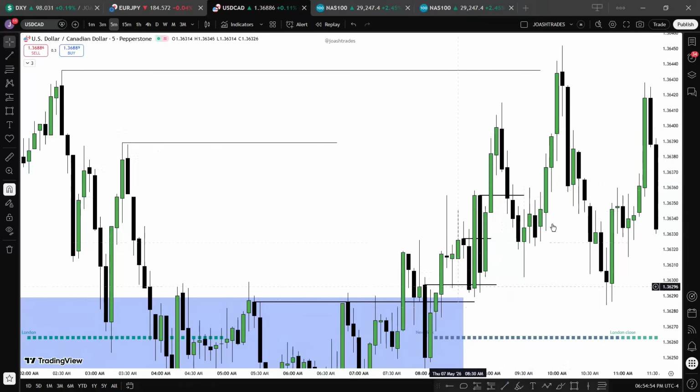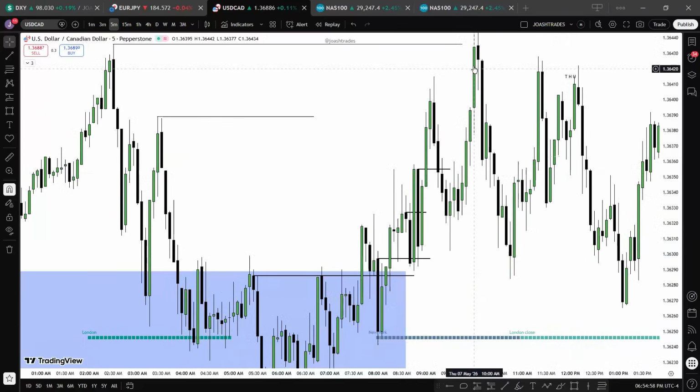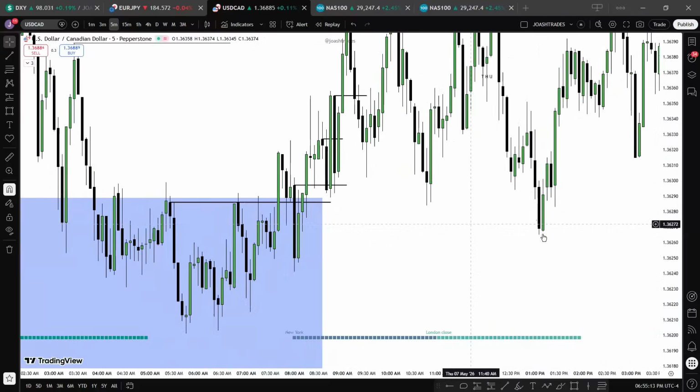It did not take this low. It rallied, took out this buy side liquidity, and then fell. It did not respect these consecutively down close candles here. All right. Took out this low, and then kept coming down.